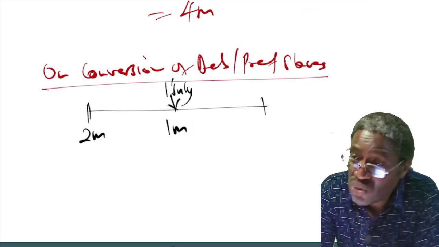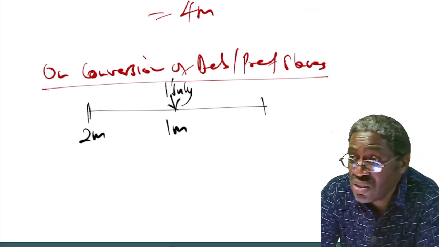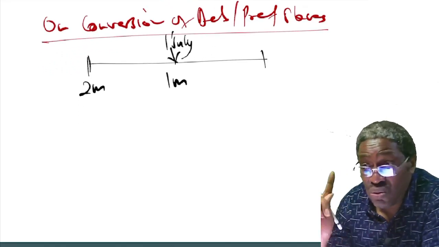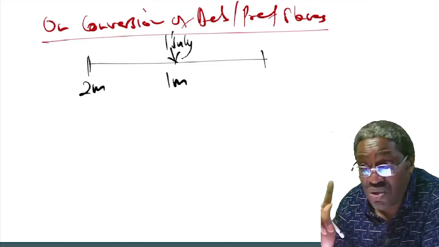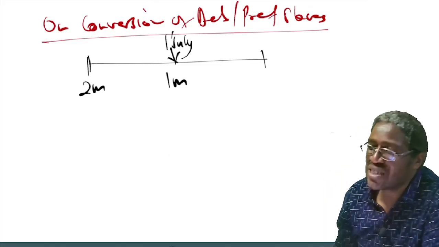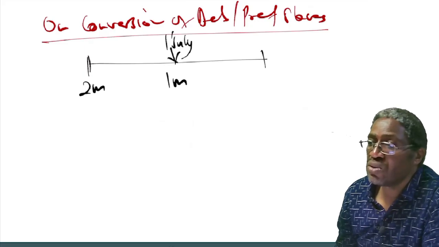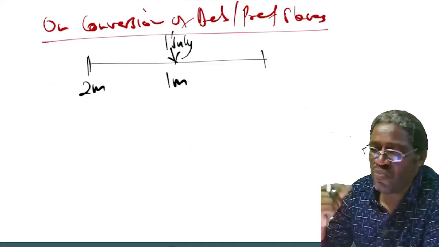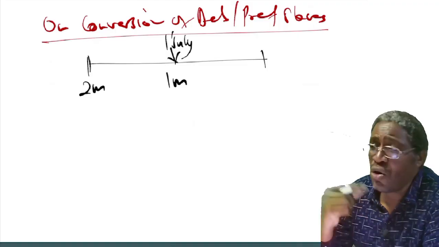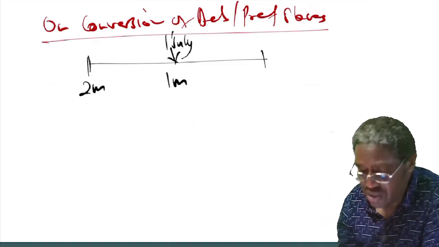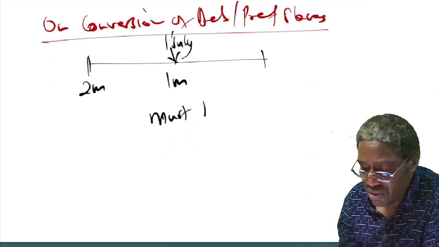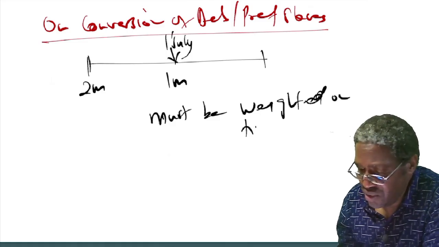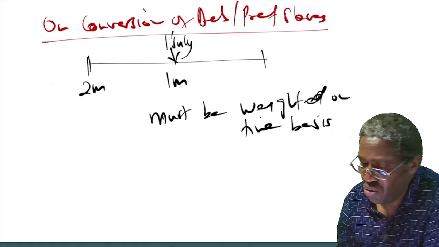Don't forget, we are trying to look at the rules for computing weighted average. Listen, there is only one rule. When shares are issued on conversion of preference shares or debentures into ordinary, the rule is they must be weighted. They must be weighted on time basis.